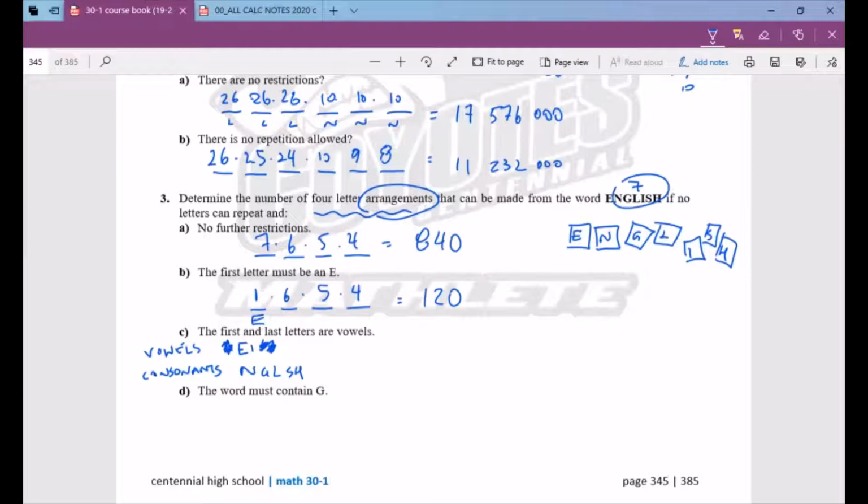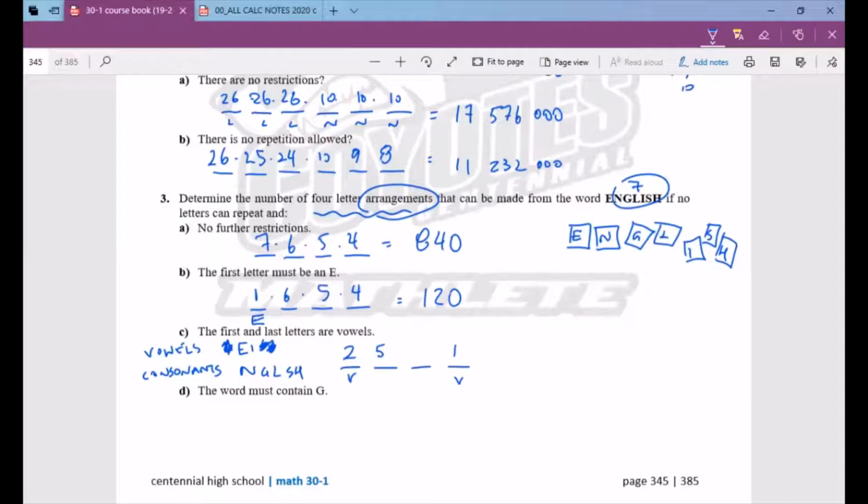Now, we have a 4-letter arrangement. The first and the last must be vowels. So really, we only have 2 choices for that letter. So we deal with the restrictions first. That says we have 2 choices for that letter. That means for the back vowel, we only have 1 choice because we've already selected that first one to either be the E or the I, which means the last one's going to be either the I or the E. Now, once we've placed those down, we have 5 choices because there's 5 consonants.